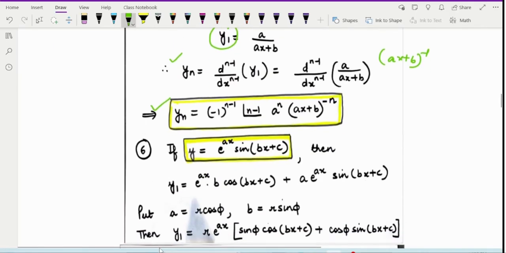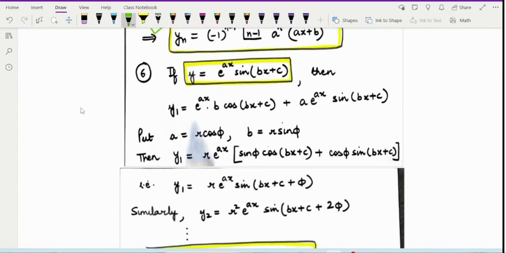The next derivative that is a standard one, which is to be covered. Before we practice problems, let's cover one more standard formula. It's a product of exponential into sine, or exponential into cosine, which is also done in a similar fashion. So suppose there is a product of exponential into sine of bx plus c.